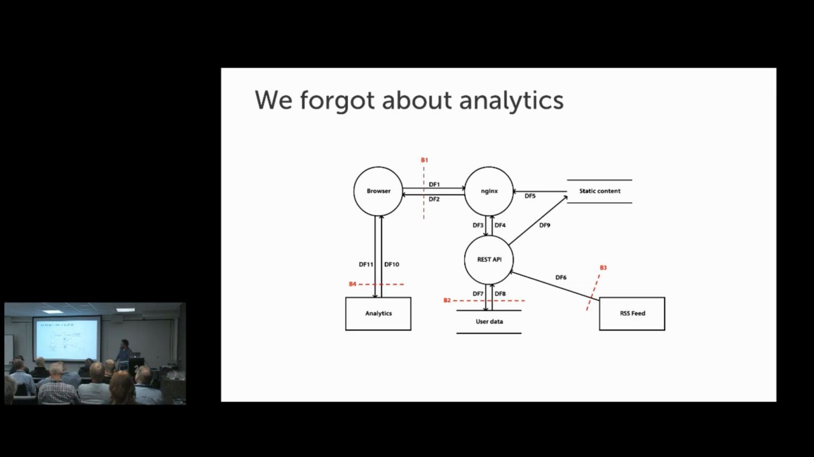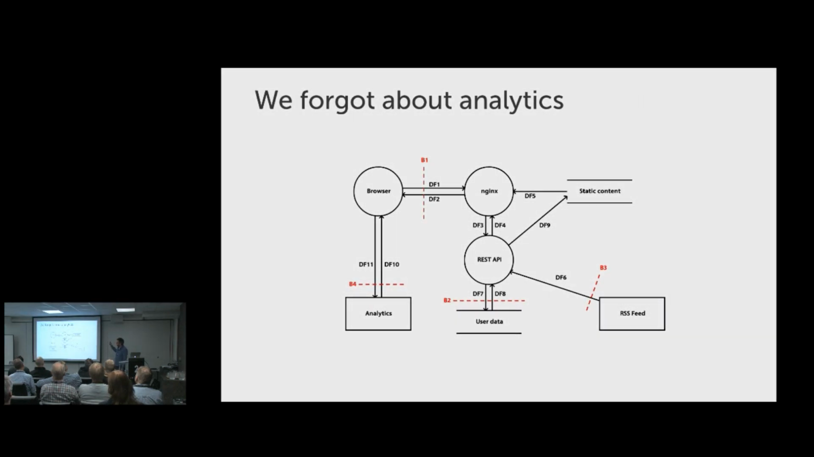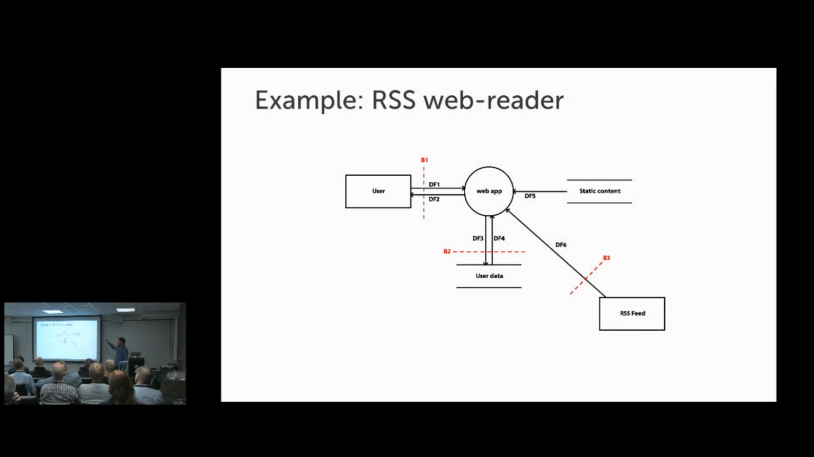Once we've drawn out this diagram, we want to validate it. Have all the data flows been annotated? Do we have all these numbers now? Does data magically appear? Well, at least in the first drawing, data kind of magically appears. How did the static content end up here? Or how did data come in here? Well, we know that because we have two arrows, but here we don't. So there's something, kind of a process thing, missing here, but from the application's perspective, maybe that's OK.